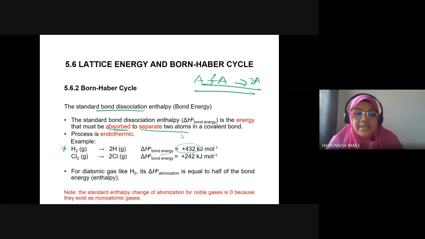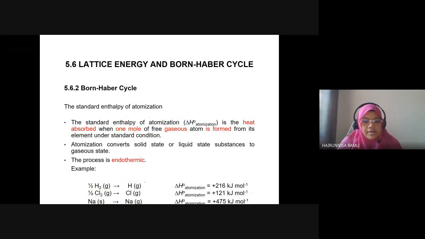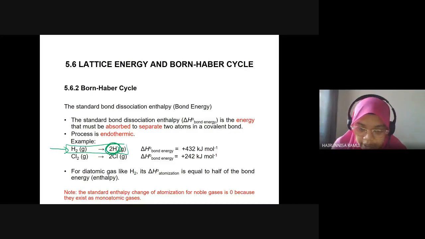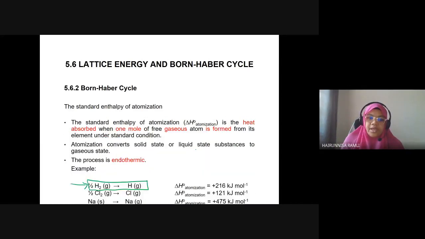If you look here, what is the difference between this one and the previous one? Hydrogen too. This one, half hydrogen produces H. With this one, hydrogen produces 2H. There's a difference, right? This one, you produce 2 hydrogen, bond energy positive 432. This one you only produce 1 hydrogen, and the value is also different, 216.